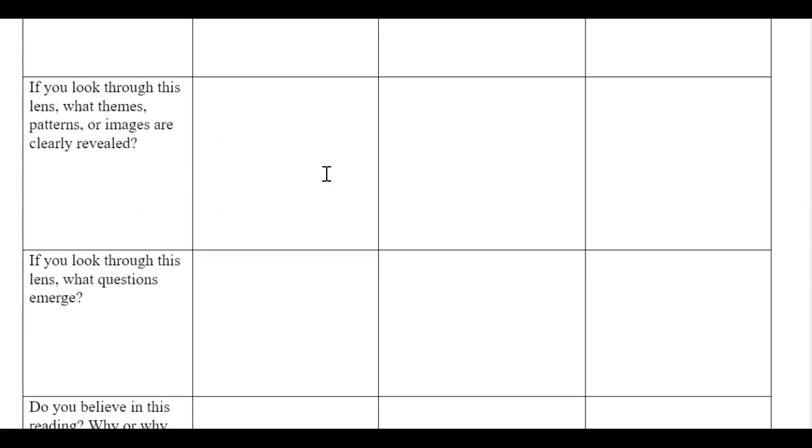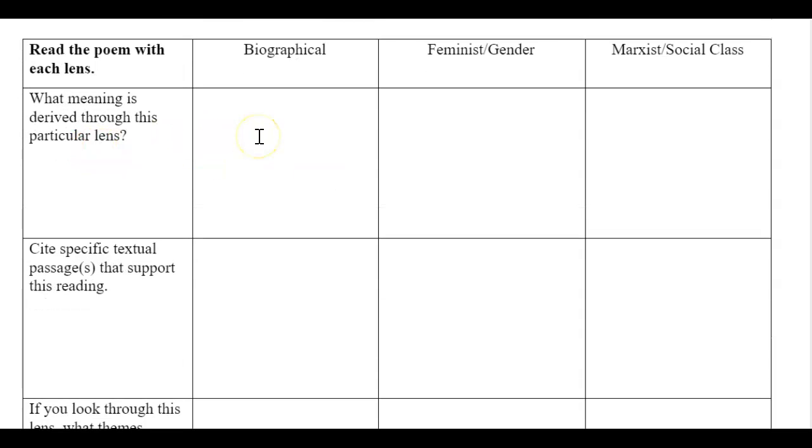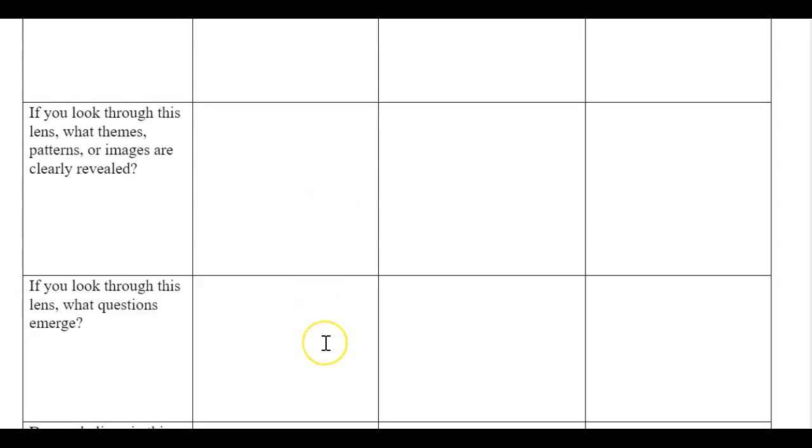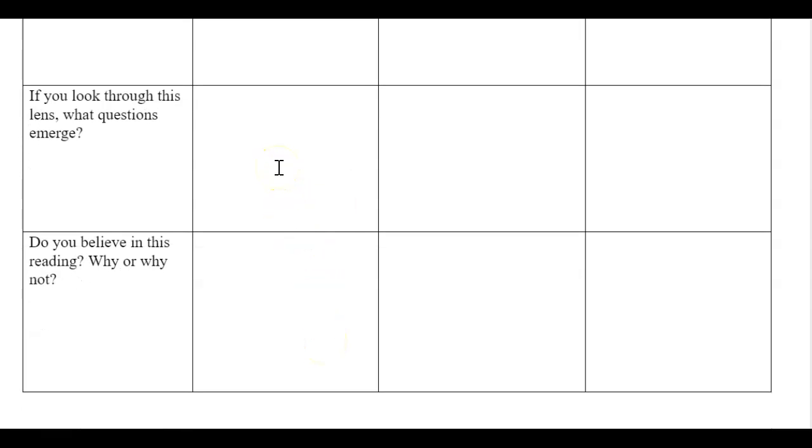Okay, so now that you have done that and you have an idea of what the meaning is through that lens, you're going to write down what you think the poem means based on this biographical reading. Give me a line or two that support that, things that jumped out at you because you were reading it through what you learned about her. Quote a couple of lines there. If you are looking through this lens, what themes, patterns, or images are clearly revealed? Just briefly, what are some things that seem to jump out at you because you are filtering it through that biographical lens? Are there questions that emerge because of this lens? Things that seem to be of interest or intrigue? And do you believe in this reading? Why or why not? Do you buy into this? Is the biographical reading of this a believable reading?